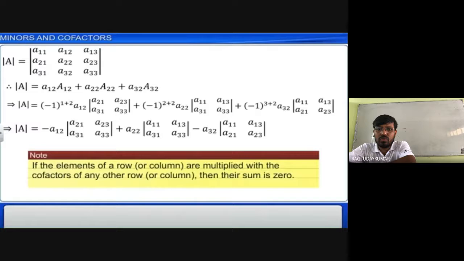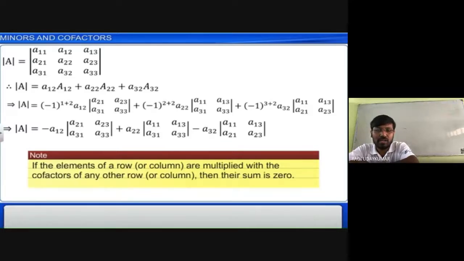So if the elements of a row or a column are multiplied with the cofactors of any other row or column, meaning you take one row and multiply its elements with the cofactors of another row's corresponding elements, then the sum becomes zero. That is nothing but, here an example will be given to you.